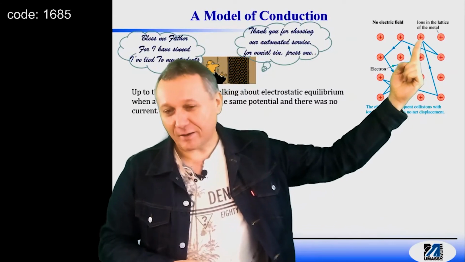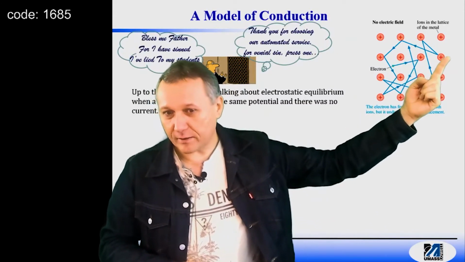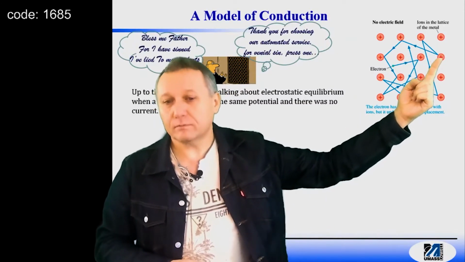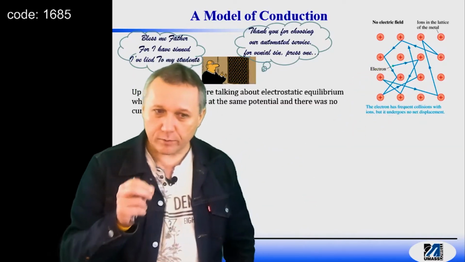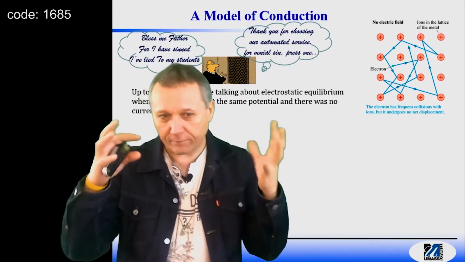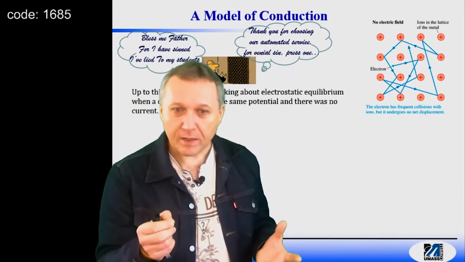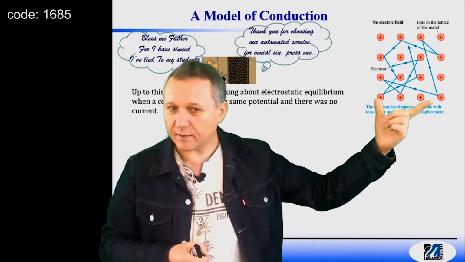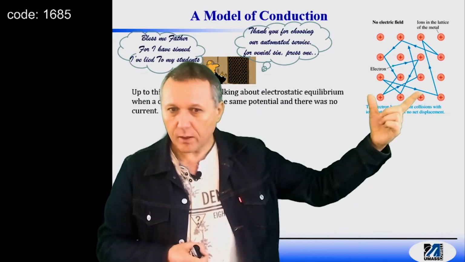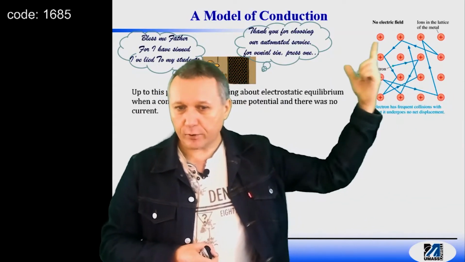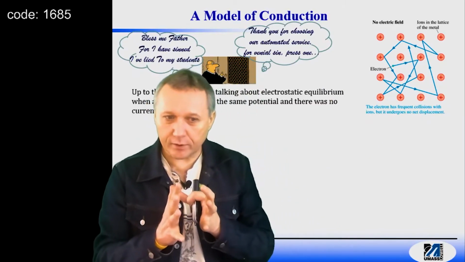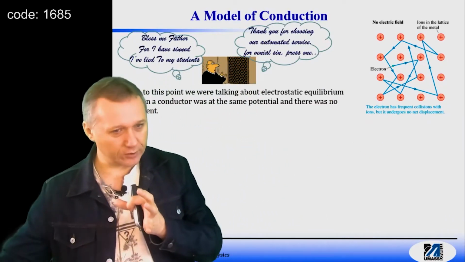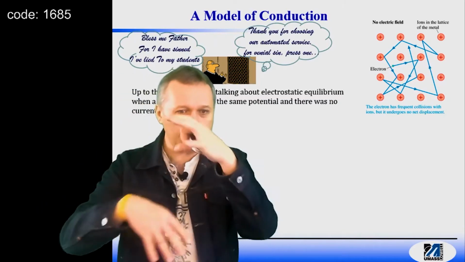So then again, after collision, it will fly in a different direction. Again, collision, then again, fly in a different direction. If you try to follow this electron over some finite period of time, you will see that although it flies very, very fast, it doesn't leave a certain volume. So there is no drift of an electron in any certain direction. It just bounces around locally.